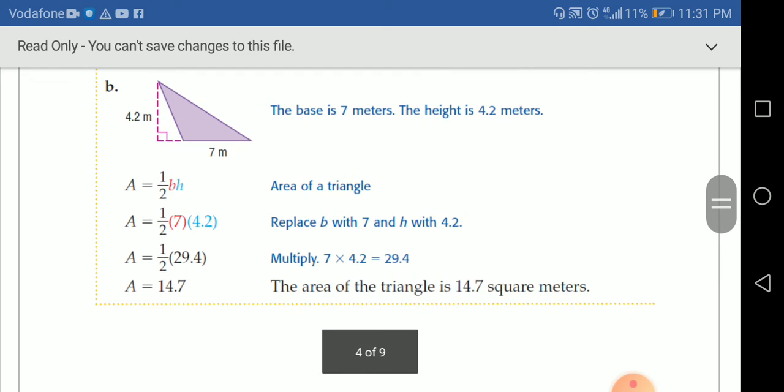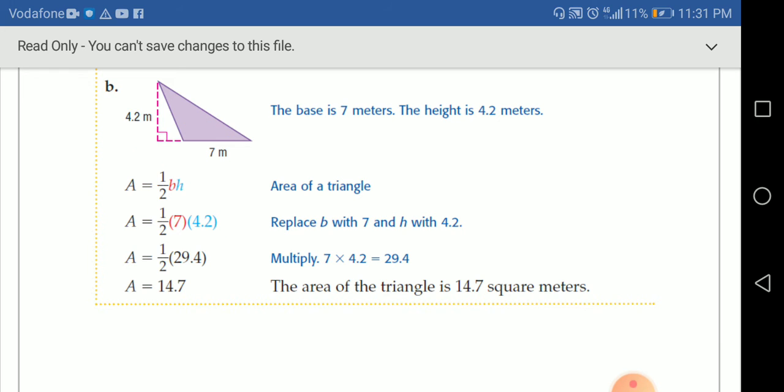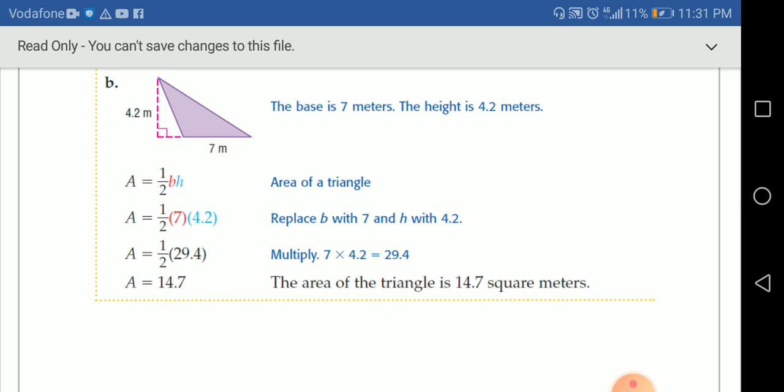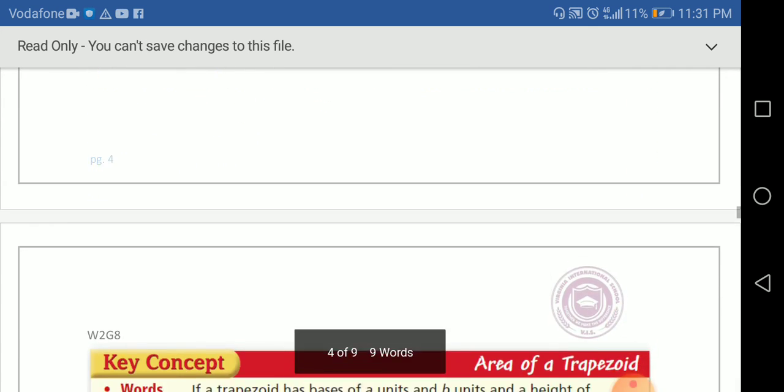What about this one? This here, guys, is an obtuse triangle. Obtuse triangle, the height of the obtuse triangle. Obtuse means more than 90 degrees and less than 180 degrees. So you got here the height outside. So it's very easy. It will be 7 meters. And the height, as you see, 4.2 meters. So half 7 times 4.2. I'm going to multiply the 7 with 4.2 and then multiply it by the half.